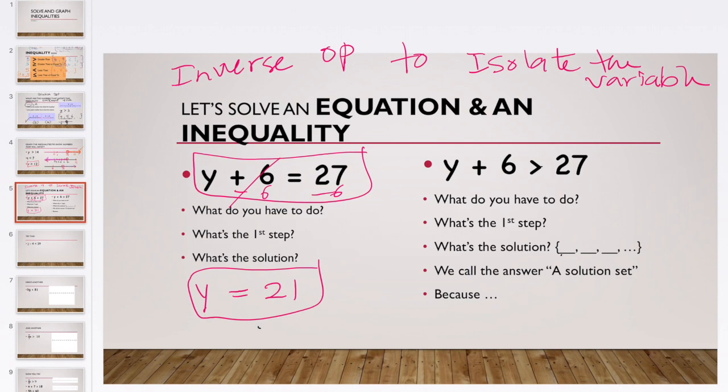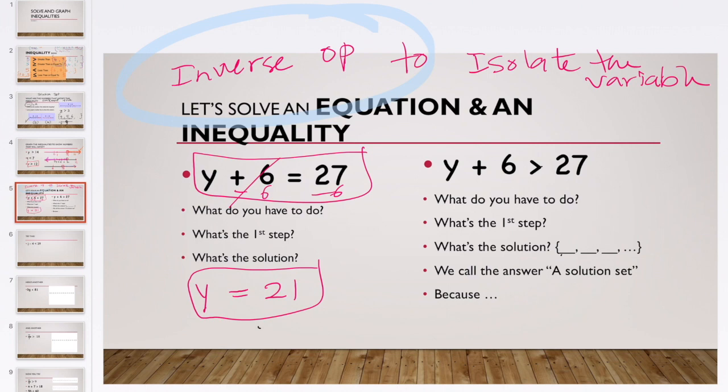Let's see what we have here. Y plus 6 is greater than 27. Now this is an inequality. To solve an inequality, we have to do, ta-da, the same thing. Inverse operation to isolate the variable. Let's see how this is working.